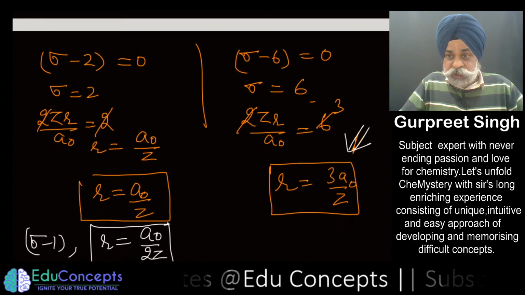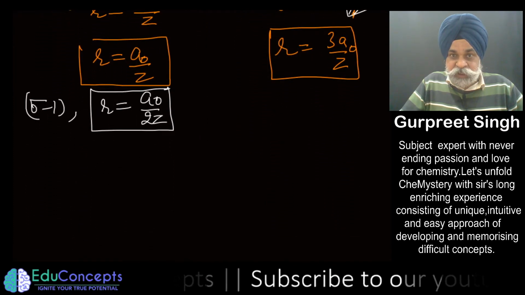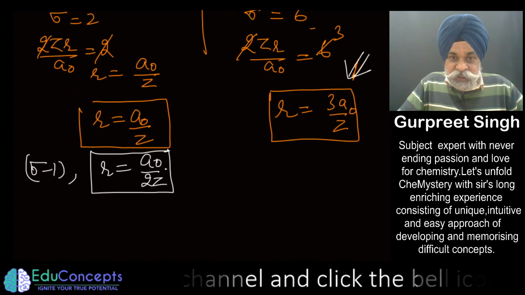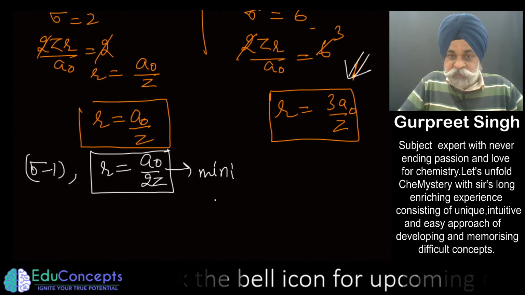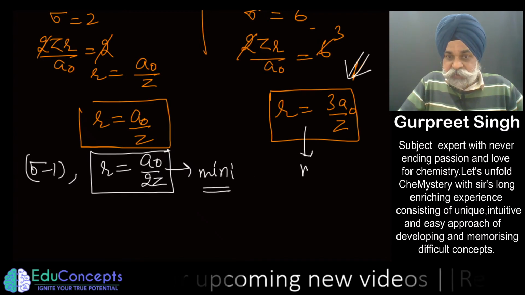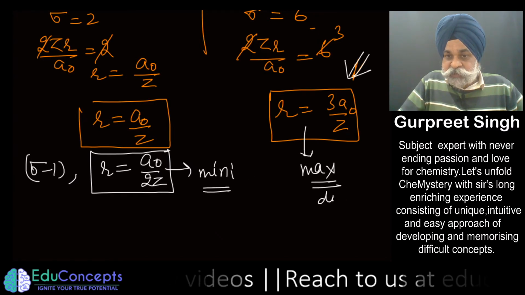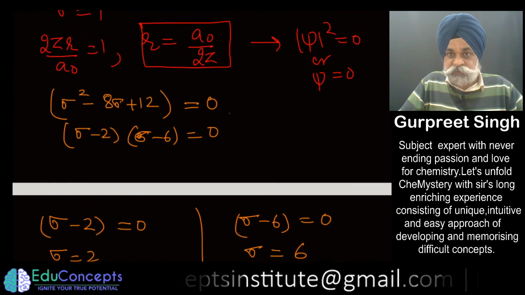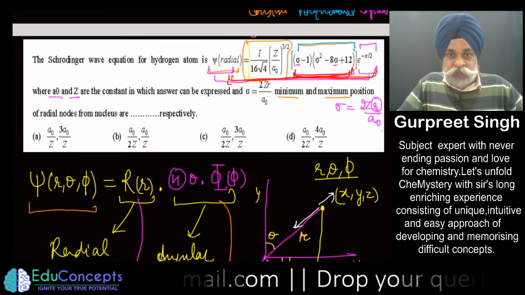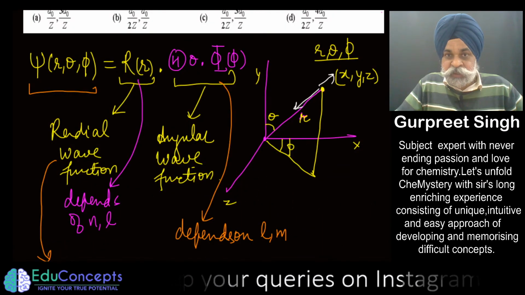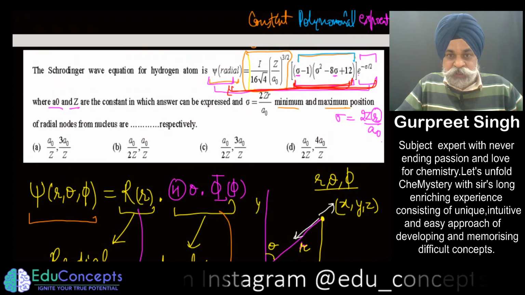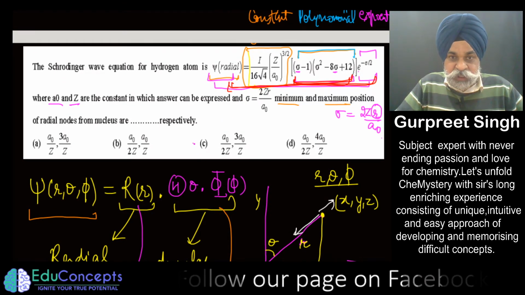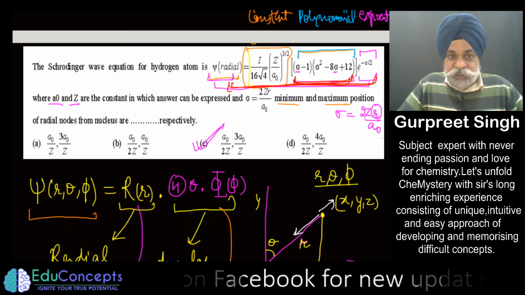Another style of question they may ask on this is, let me tell you, the minimum distance at which I am getting the radial node, and this is the maximum distance at which I am getting the radial node. So this is what is being asked in this question. First let us solve this question. What option do I get here? I am looking for the option a naught by 2z and 3 a naught by z. So it is option C. Is it okay? So the answer is done with it.